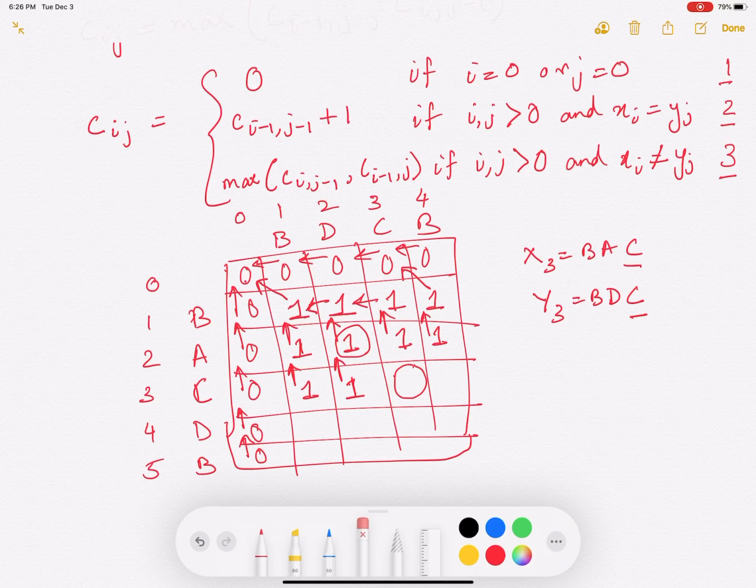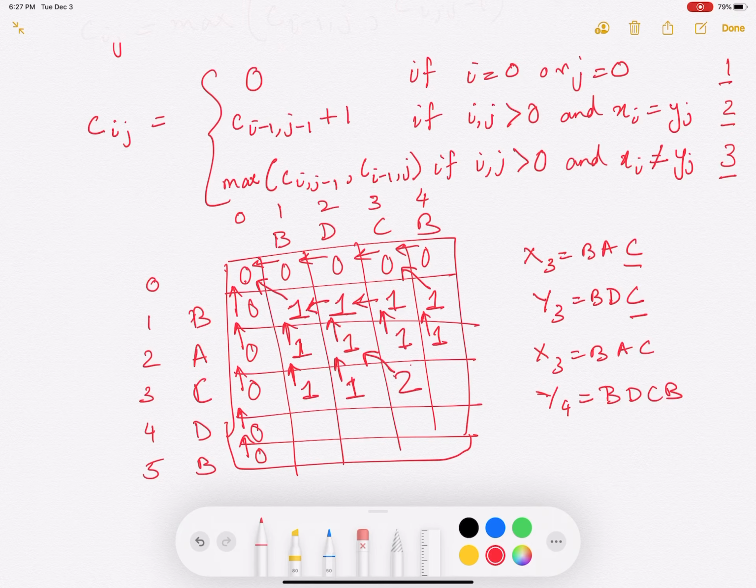So I'm just going to erase this and also the circle. So you will get 2, and there will be an arrow pointing out here. The same if you look at this box out here, that's the box that we're going to fill. Then we're going to look at x3, that is BAC, and y4, that is BDCB.